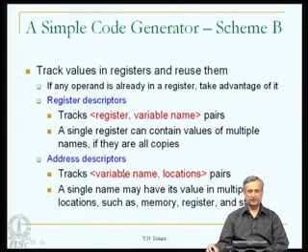What is an address descriptor? It tracks variable name and location pairs. So, for each variable name it stores the locations where that value is present. For example, a single name may have its value in multiple locations such as memory, register and, if it is a stack machine, then on the stack also. So, in such a case, depending on the occasion, we may want to avoid loading a particular value from memory to a register if it is available both in memory and register. So, we will see this a little later.